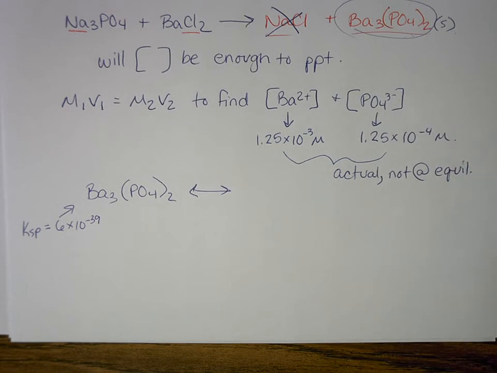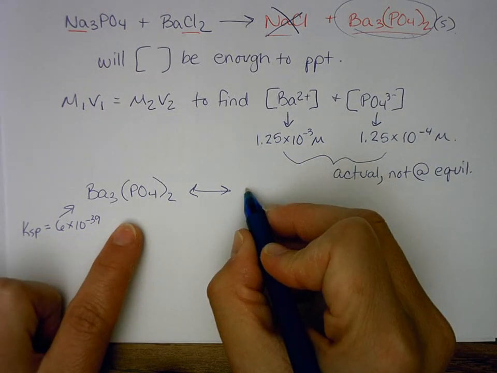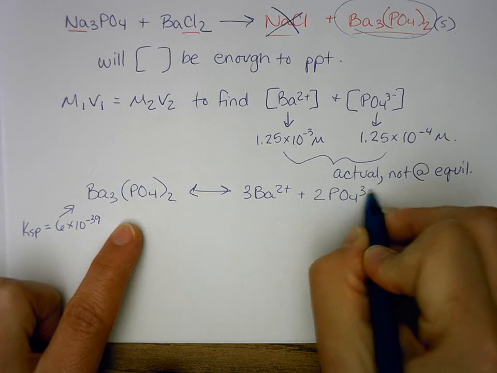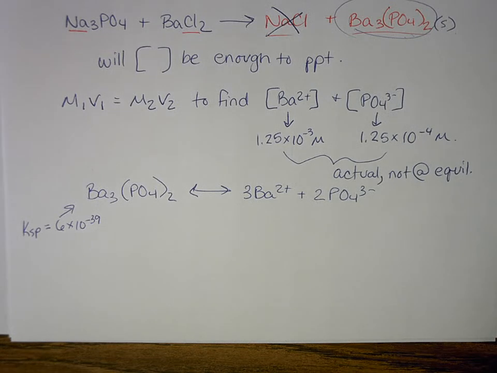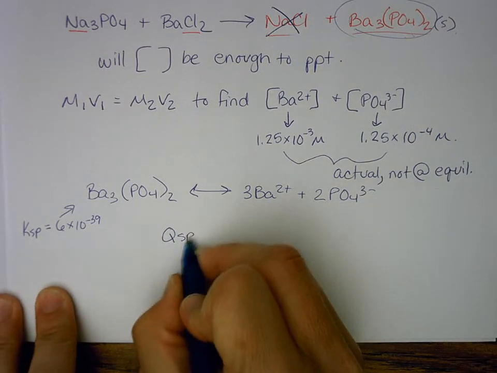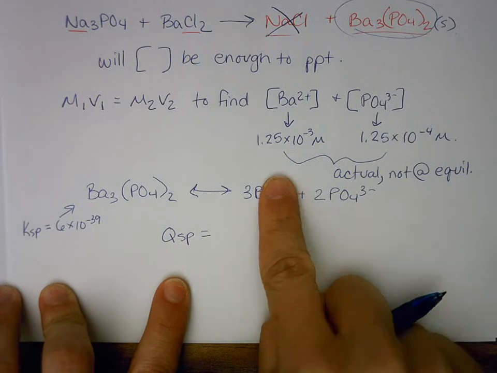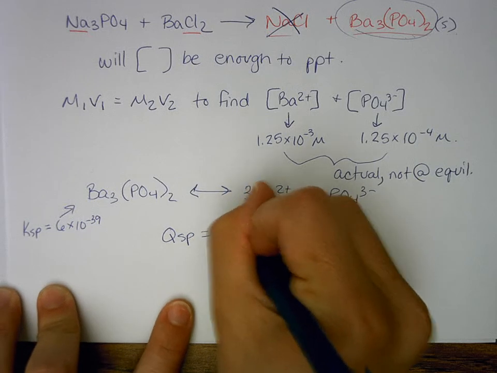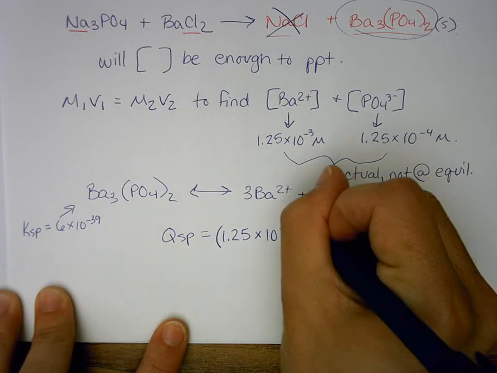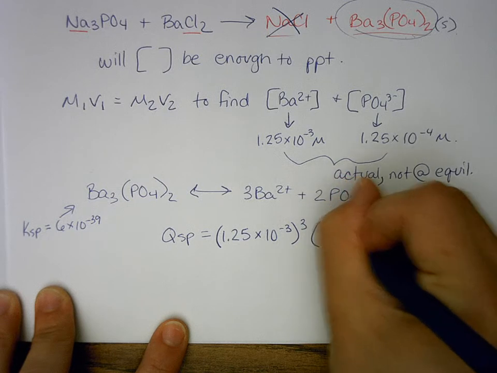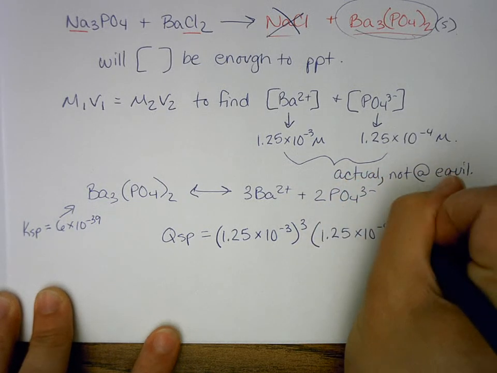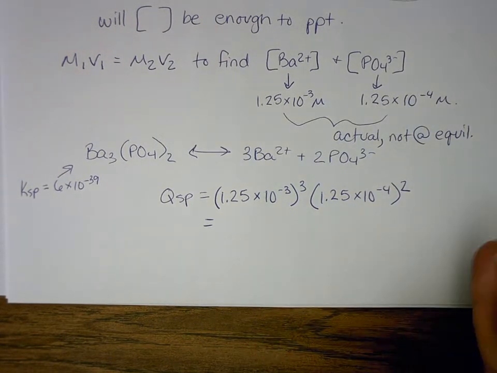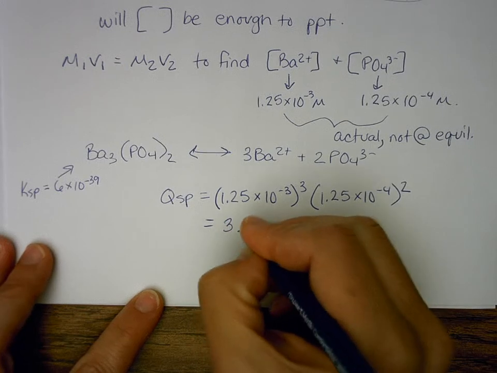Now with barium phosphate, when it ionizes, I get 3 bariums and I get 2 phosphates. And so if I'm calculating QSP, I'm going to end up with my barium concentration cubed, my phosphate concentration squared. Okay, so I'm going to take those numbers, 1.25 times 10 to the negative 3, which was barium, cube that. Concentration of phosphate, 1.25 times 10 to the negative 4, square that. That gives me Q. Q is 3.05 times 10 to the negative 18.